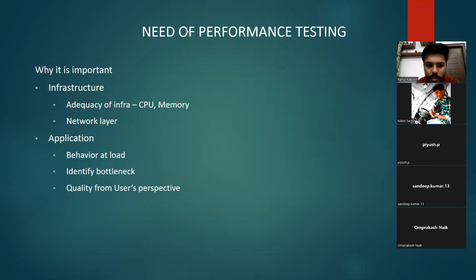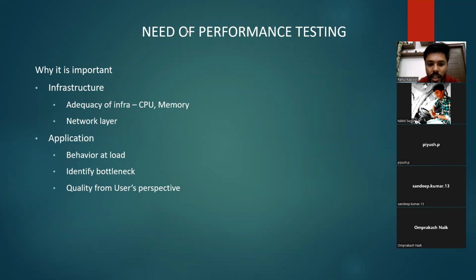Now application level: behavior at load, how the application behaves at various load conditions. Your application can handle 50 user load. What happens if at any point of time there are 60 users on your system? Will your application be able to handle that? Identify bottlenecks and quality from the user's perspective.